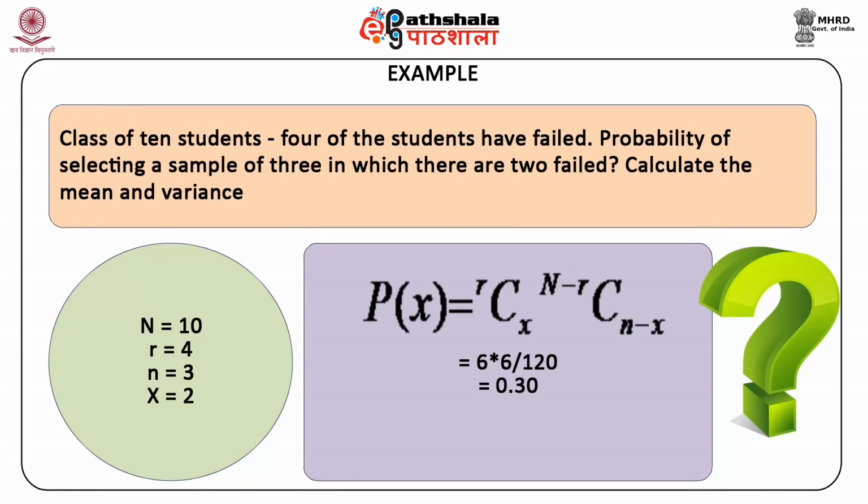Probability of x equal to 2 is equal to 4C2 multiplied by 10 minus 4 C 3 minus 2 upon 10C3, which is equal to 6 multiplied by 6 upon 120, which is equal to 0.30. Hence, there is a 30% probability of selecting 3 students, 2 of which have failed.